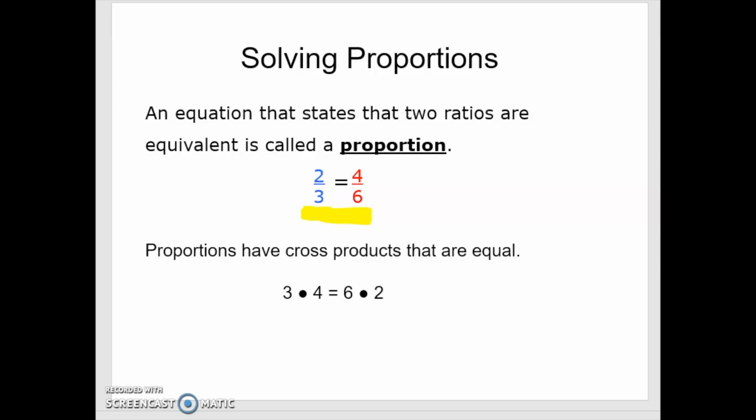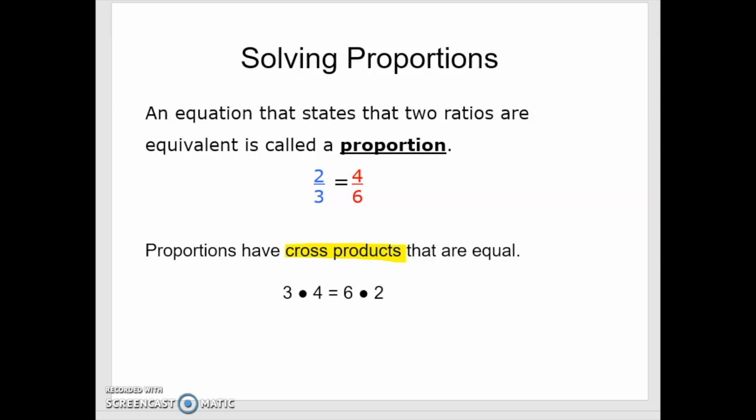Now, ratios have some really cool properties that are going to allow us to do a lot of work with them. And we're going to be talking about something called cross products today. And this is true when two ratios are equal to each other. We say that they're in proportion or they make a proportion. And so they have cross products that are equal.